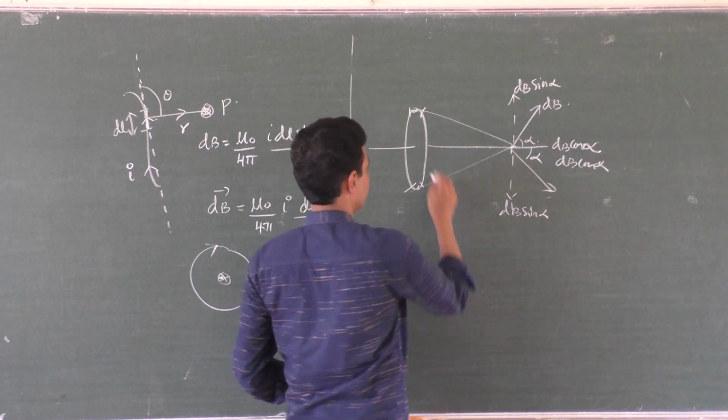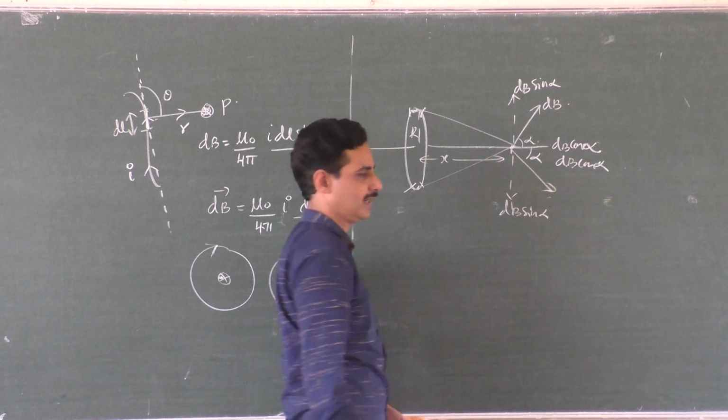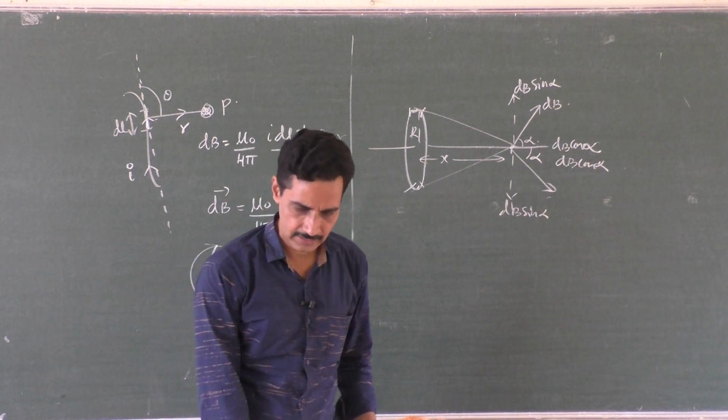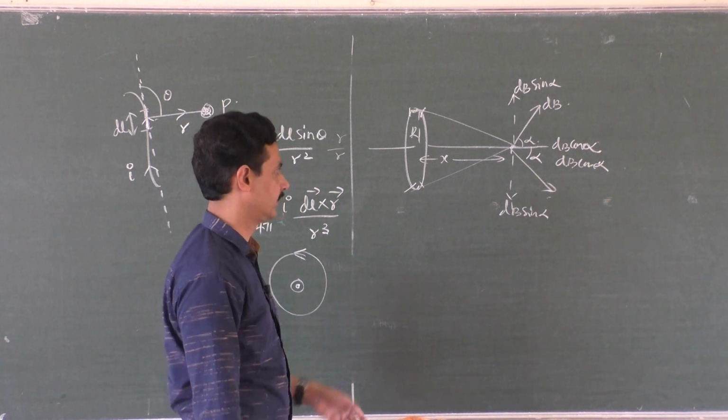Cos alpha can be taken from this triangle. This is radius, this is x, and all. Just refresh it once, right? If you have any doubt, you can ask later through WhatsApp. But refresh it, otherwise it becomes difficult.